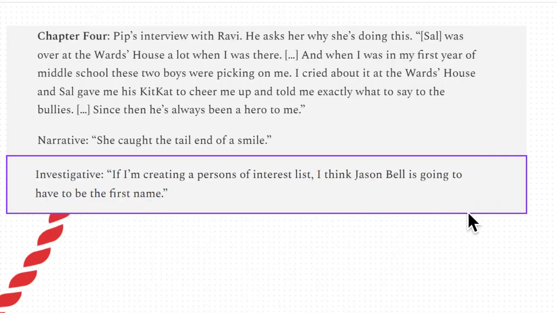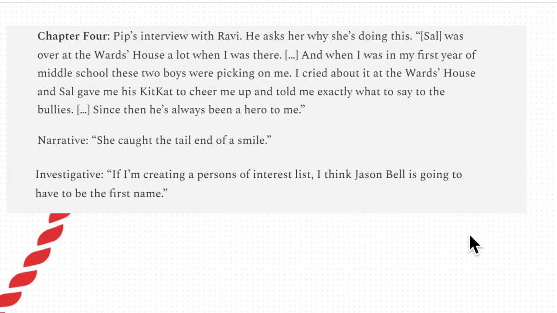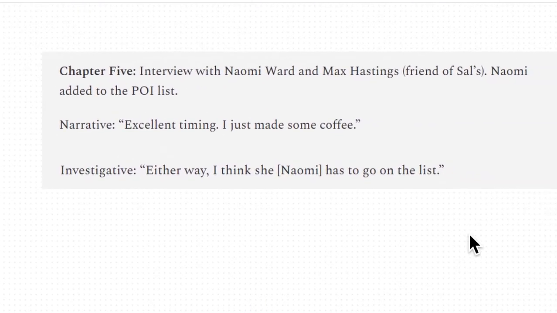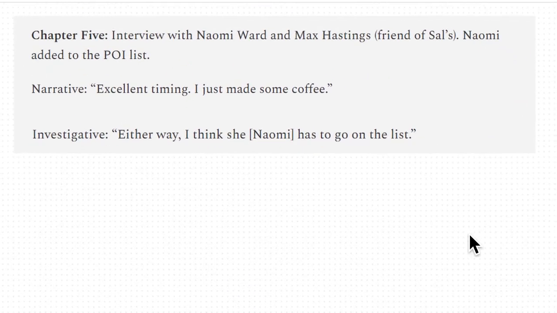It's curiosity invoking and horrifying to think about that Andy's father is the first person on Pip's list. So that's another curiosity seed, a reason we want to keep reading. Ooh. Chapter 5. Pip has an interview with Naomi Ward and Max Hastings. These were friends of Sal's. She adds Naomi to the persons of interest list.